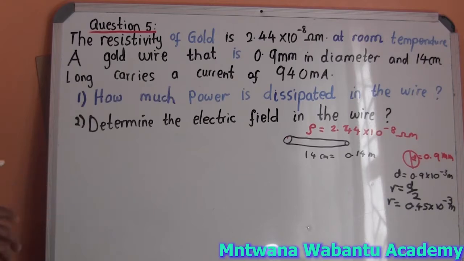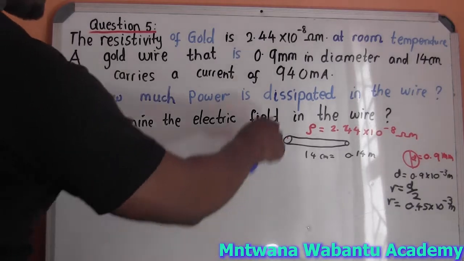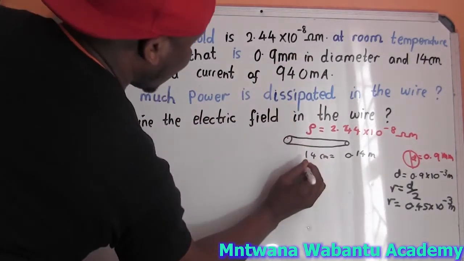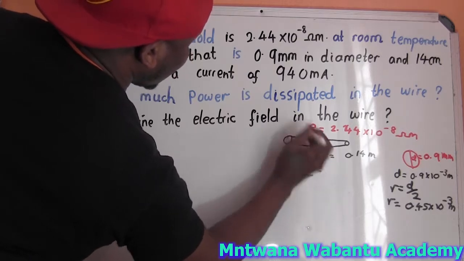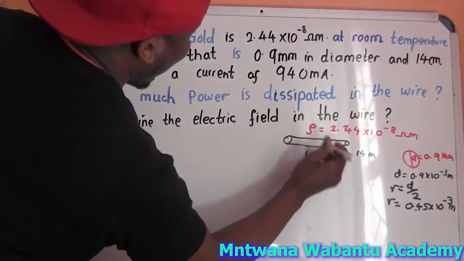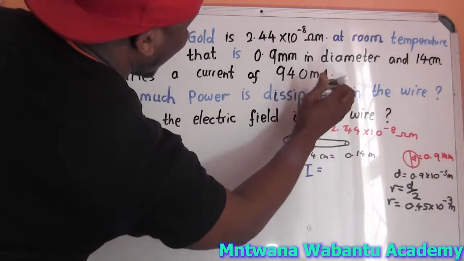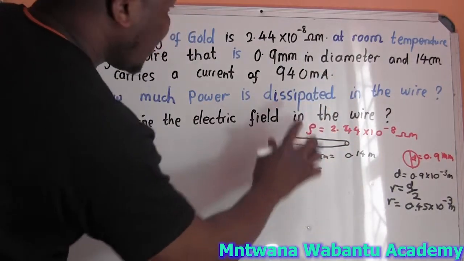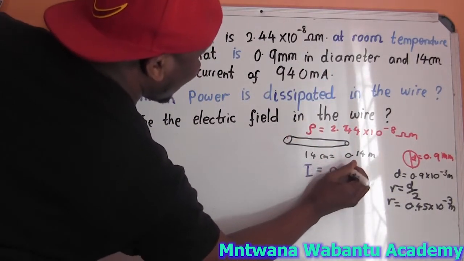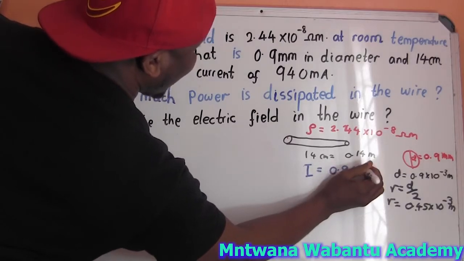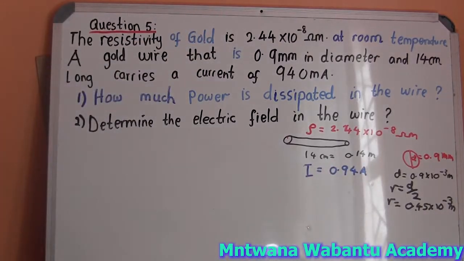So we have a radius, and so we have all the information. And the current too, the current right here. This current is equal to 940 milliampere. So we're going to divide by 1,000 because we just need it as ampere. If you divide by 1,000, this is going to be 0.94 ampere. Okay, so we got all that we need.